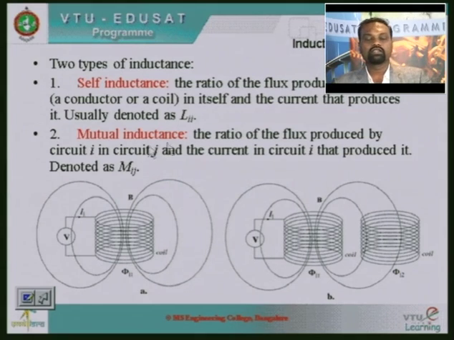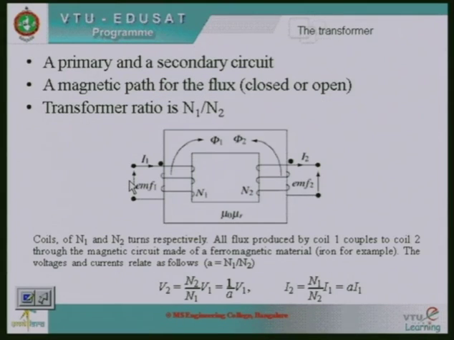So mutual inductance is the ratio of the flux produced by the circuit current I in circuit J and the current in circuit I that produced it. It is denoted by M of IJ, and that is the basic principle of a transformer.